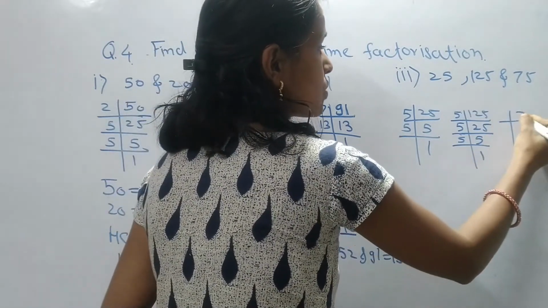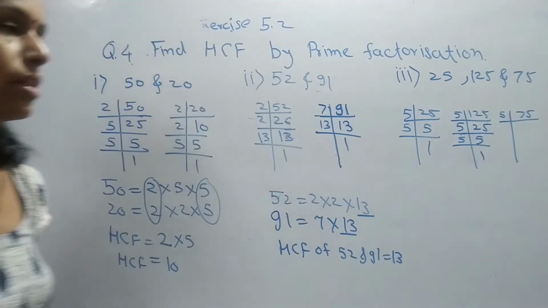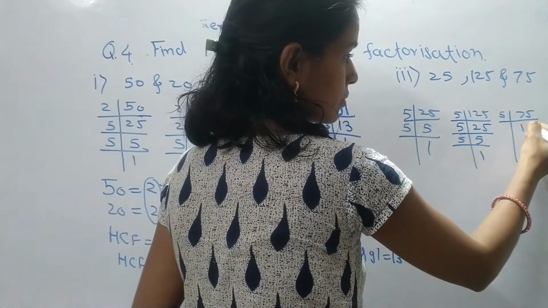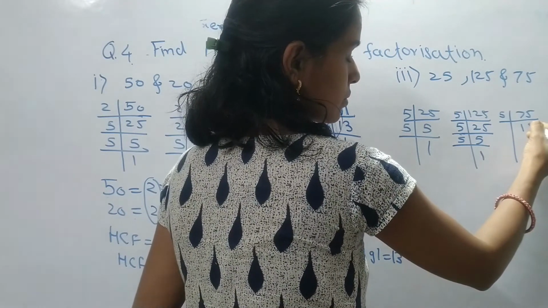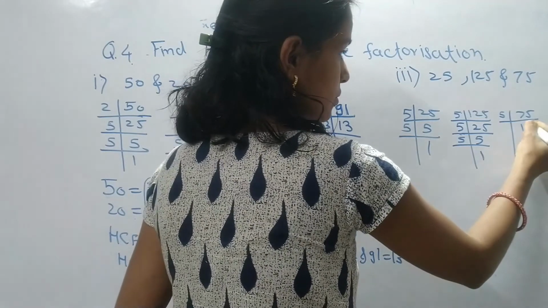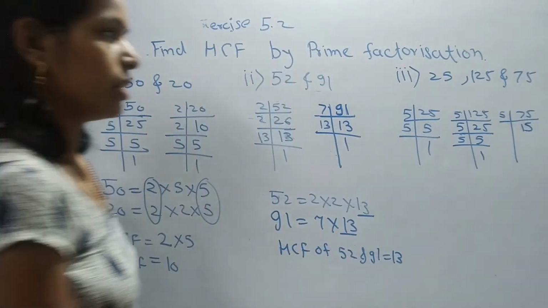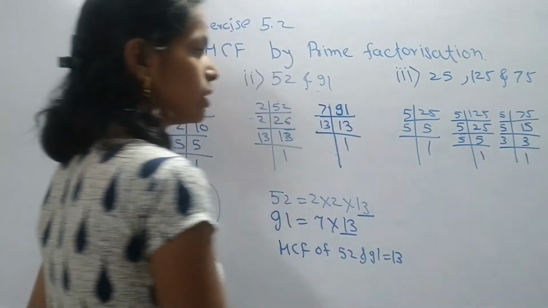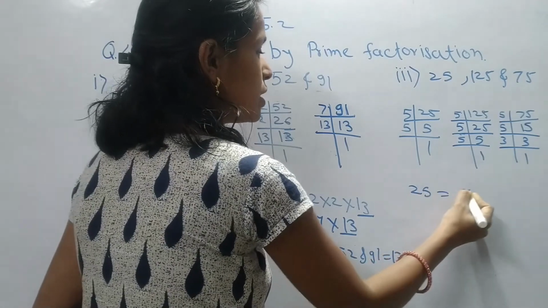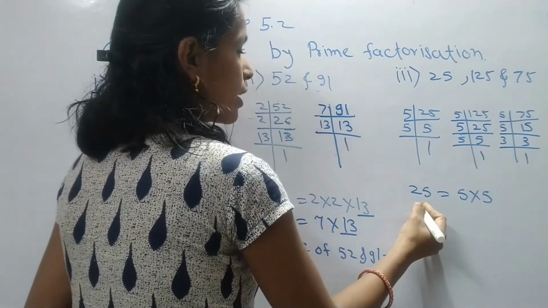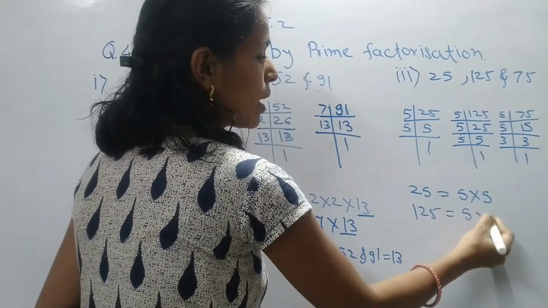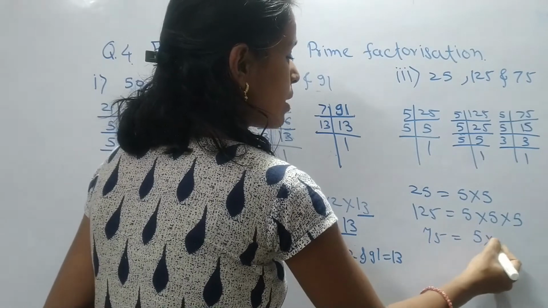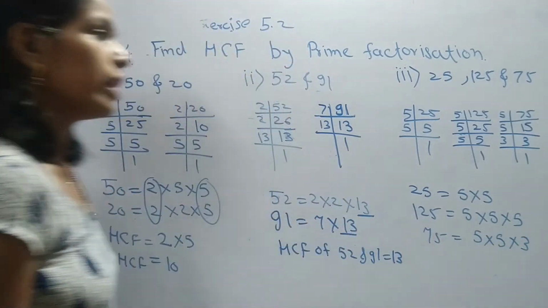75. What are the factors of 75? It is again divisible by 5 only. 15 fives are 75, and 5 threes are 15, and 3 ones are 3. So the factorization of 25 is 5 multiplied by 5. The factorization of 125 is 5 multiplied by 5 multiplied by 5, and the factorization of 75 is 5 multiplied by 5 multiplied by 3.